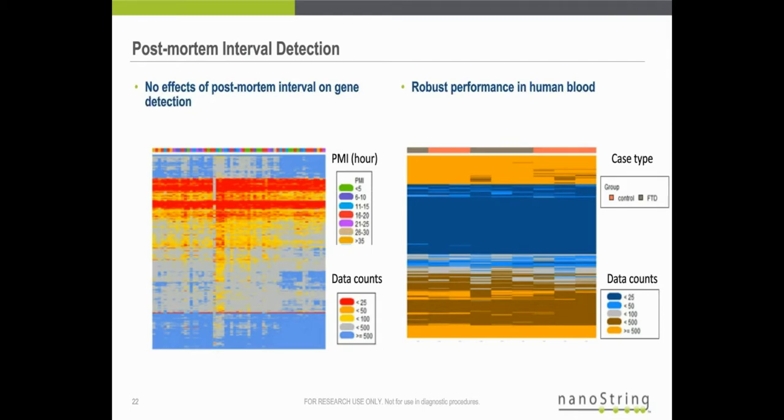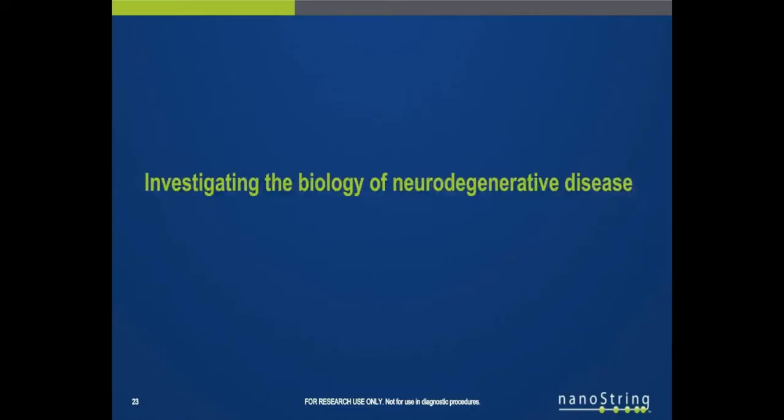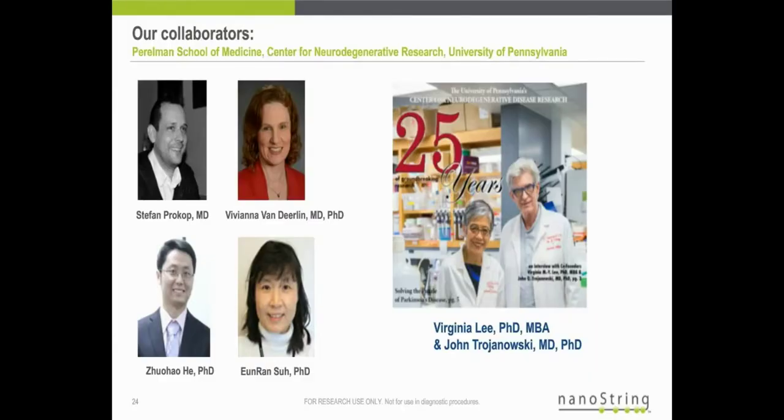And now, just before I move on to share some of the biology uncovered with this panel, I want to take a minute to acknowledge our collaborators who worked with us on the experiments that I'll be mentioning and who provided the samples and are continuing to pursue these studies. All data you'll see today were generated using samples obtained from the University of Pennsylvania Center for Neurodegenerative Disease Research, which is led by Virginia Lee and John Trojanowski. And our partners in these studies include Stefan Prokop, Viviana van Deerlin, Hao He, and Unran Su. So obviously we're very grateful for the chance to work with all of them.